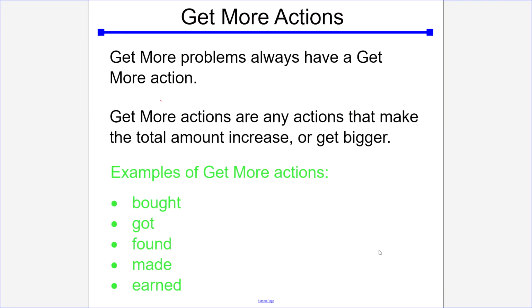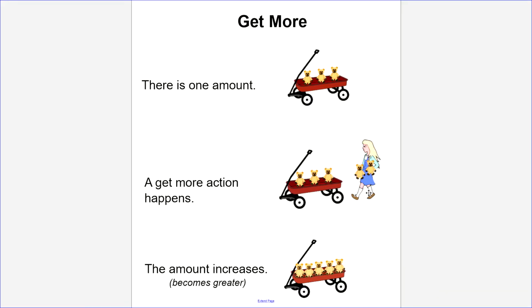Get More problems always have a Get More action. A Get More action is any action that makes the total amount increase or get bigger. In the example we were just looking at, the Get More action was to bring 2 more teddy bears. When the girl brings 2 more teddy bears to the wagon, it makes the number of teddy bears increase or get bigger. So our Get More action in this problem would be to bring.